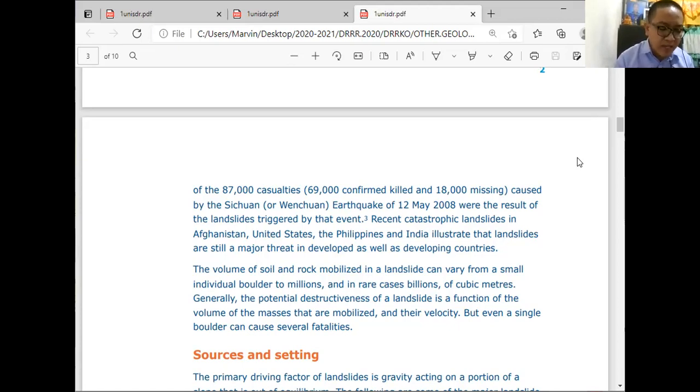Pangalawa, soil and rock susceptible to fall. Pangatlo, soil and rock susceptible to topples. Pang-apat, soil and rock susceptible to spread. Pang-lima, soil and rock susceptible to flow. Pang-anim, pwedeng cause of damage ng landslide, yung pang-anim natin ay yung precipitation that triggers slope failure, and yung pang-pito, ground shaking that triggers slope failure.